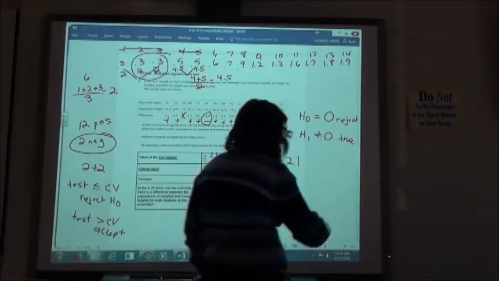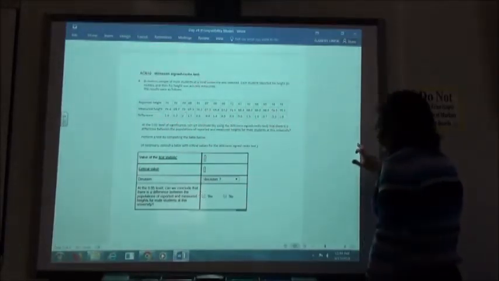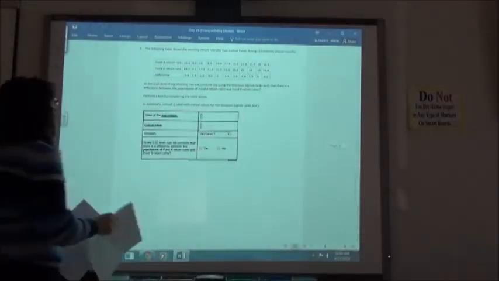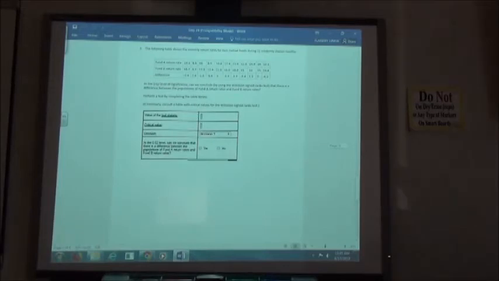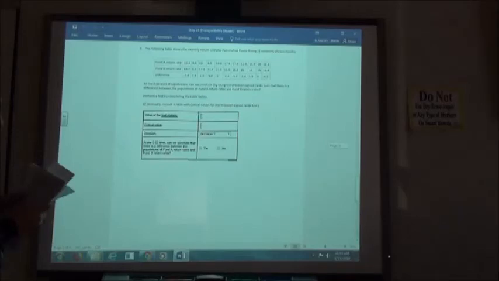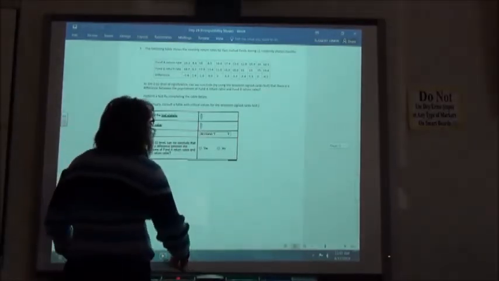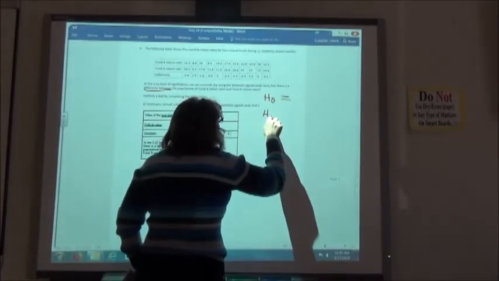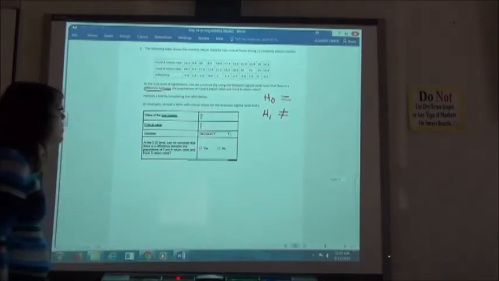All right, so number 5, same kind of thing here. The following table shows the monthly return rates for 2 mutual funds during 11 randomly chosen months. At the 0.02 level of significance, can we conclude by using the Wilcoxon signed ranks test that there is a difference between the populations of Fund A and Fund B? Again, asking, is there a difference? So my null is that it's equal. My alternative one, it is not equal.